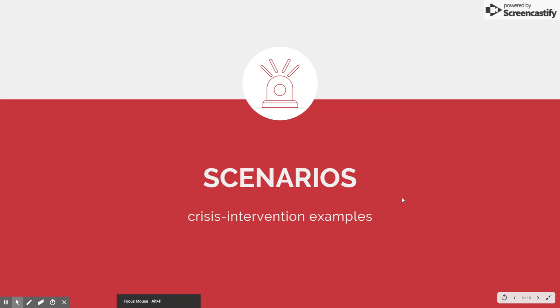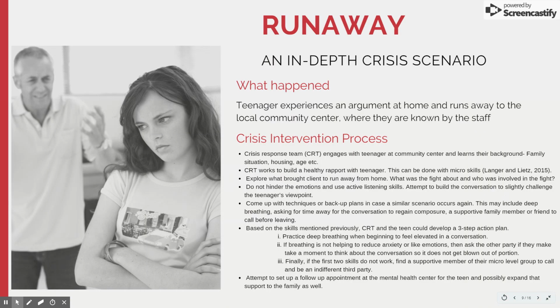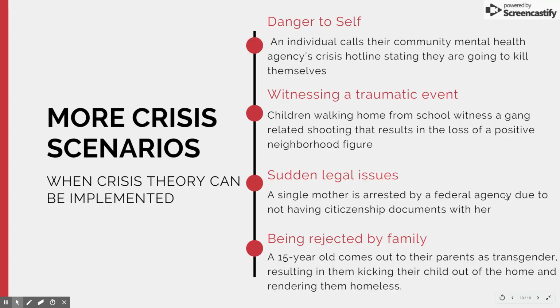Scenarios. These next few slides, we're going to go over some crisis intervention examples. So in this slide, we see an in-depth crisis scenario where a crisis team implements the 7-step model we reviewed previously. I urge you to pause this video and follow the crisis team along as they work with the client, after which we'll go over a few more examples where crisis theory can be used.